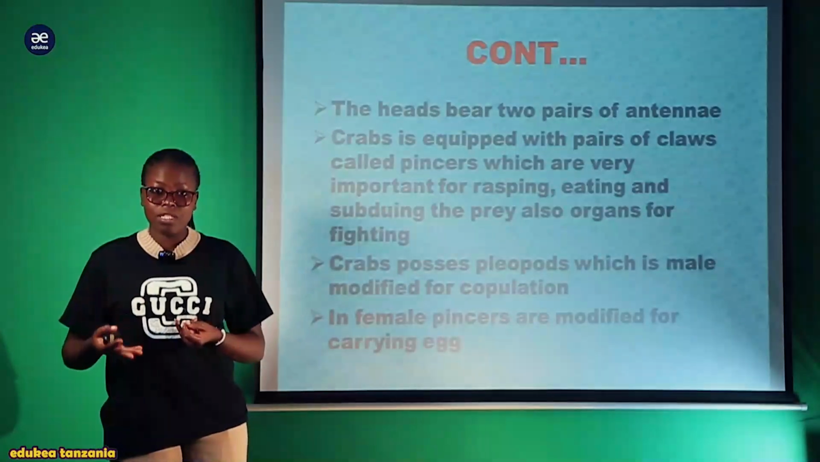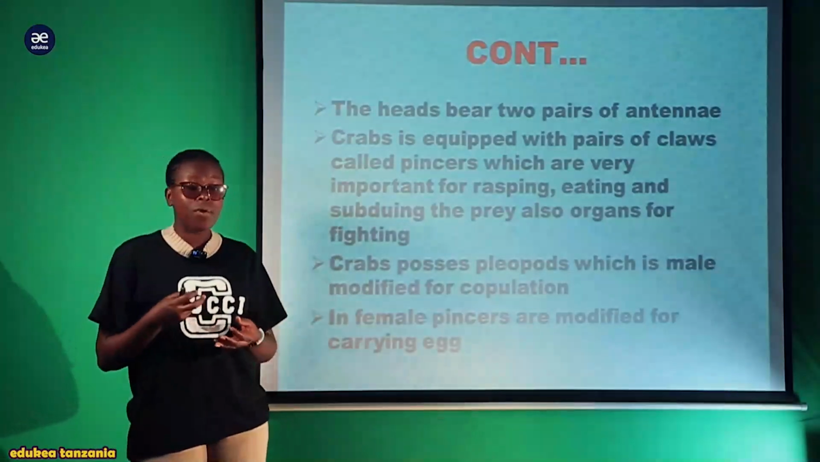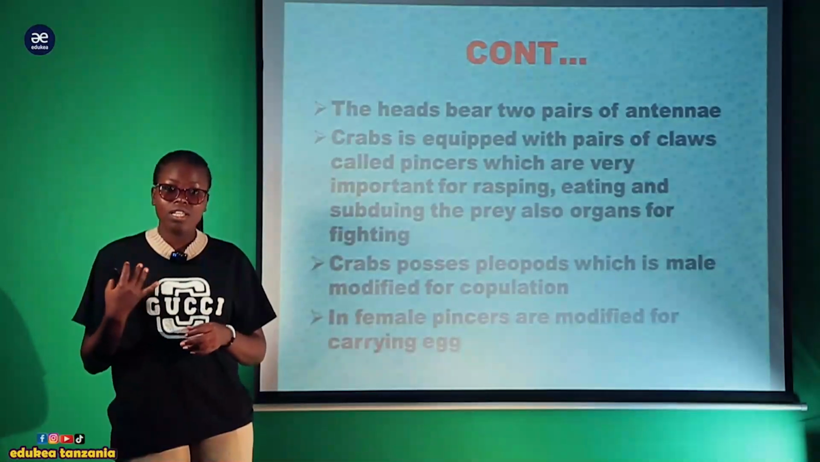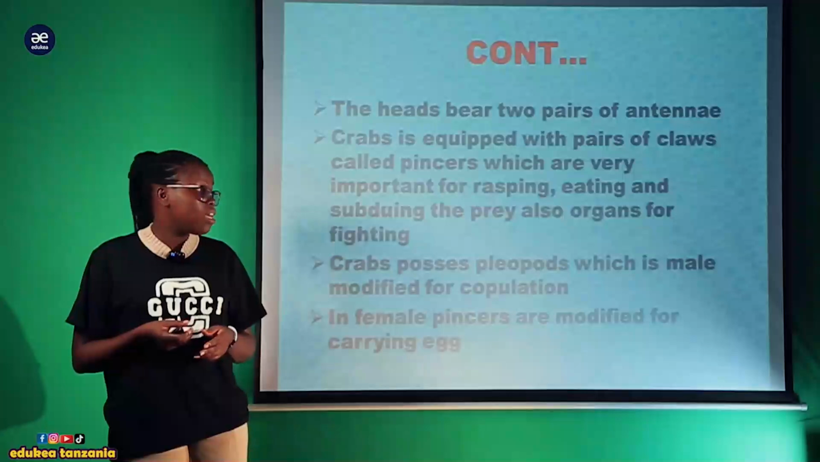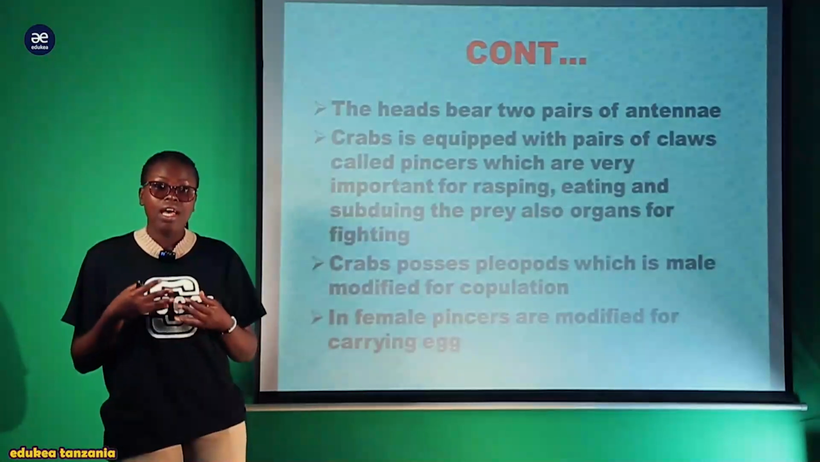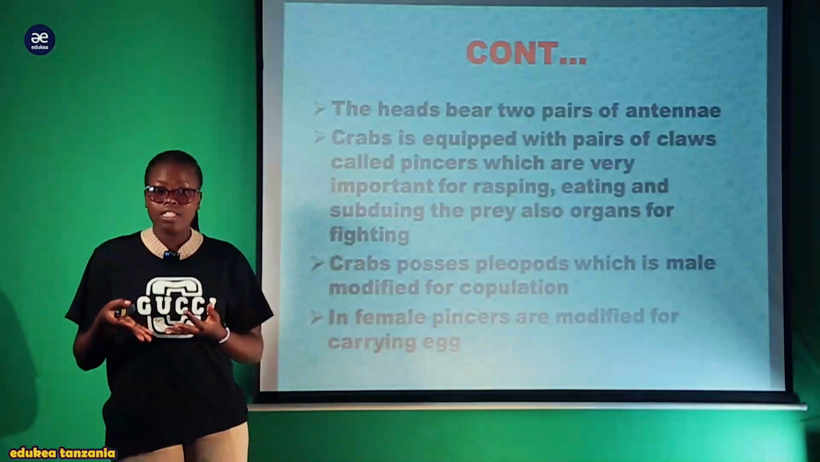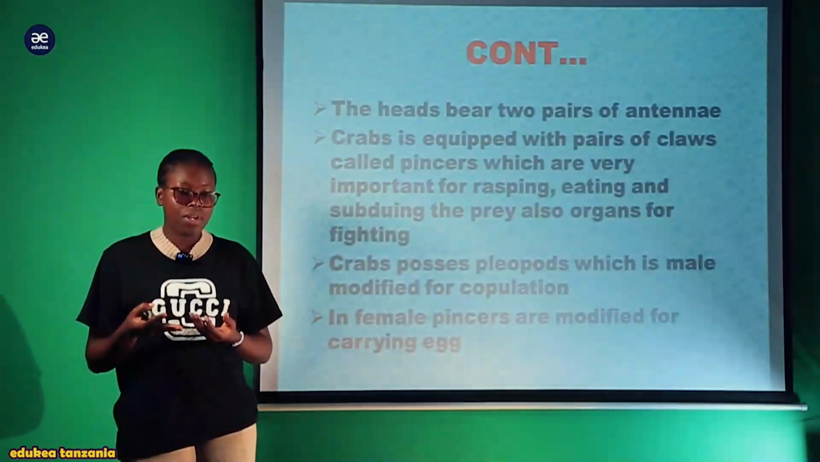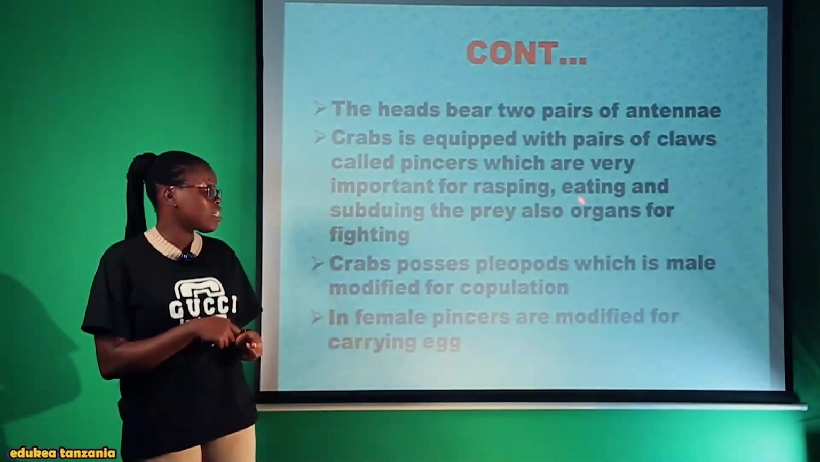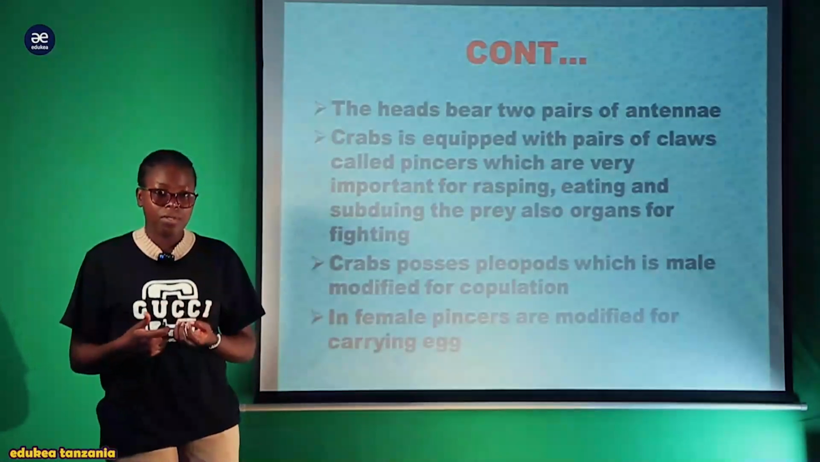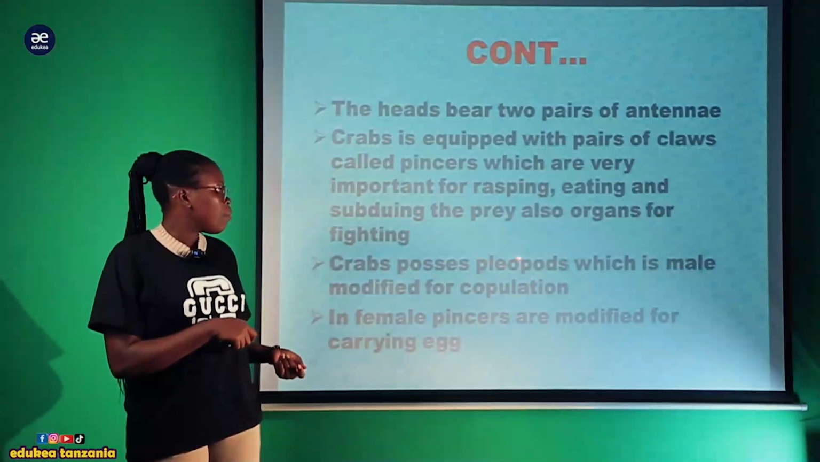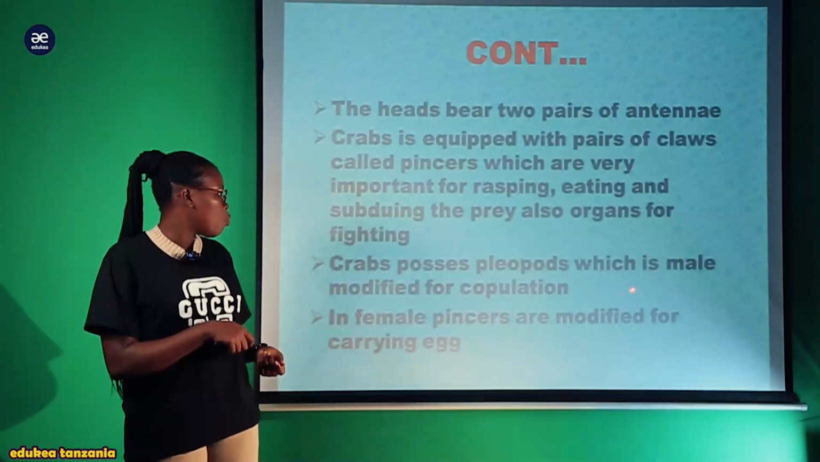Kwa anatumia hapa pincers kama organ kwa ajili ya immobilizing the prey, kwa ajili ya rasping, na vile vile inatumika kama organ for fighting. In case kama kuna predator, lazima iweze kujidefend against that particular predator. Vile vile kwa prey anakuwa anatumia these pincers katika kuweza kuattack, na vile vile katika kula anakuwa anatumia hapa pincers. Also, the crab possess pleopods which are modified for copulation.